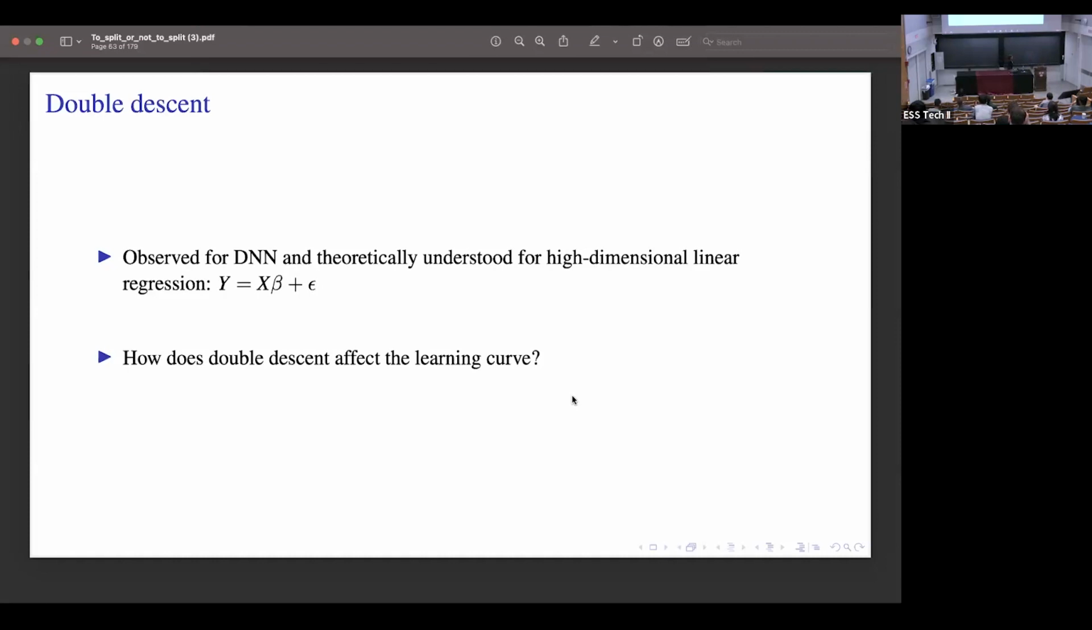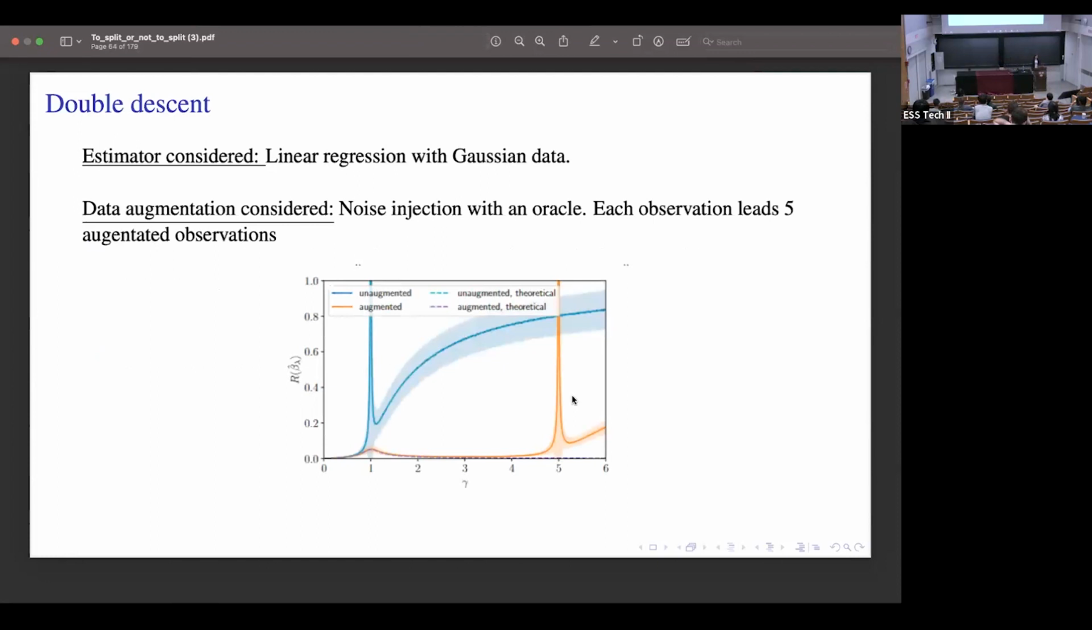And so what you can ask is, what is the effect of doing data augmentation on the double descent curve? We can also show the following. So imagine that you're doing once again linear regression, and here your data augmentation is that you're going to inject some noise. Each observation leads to 5 augmented observations, so I add 5 times some independent noise. And so here is what we can observe on the learning curve.